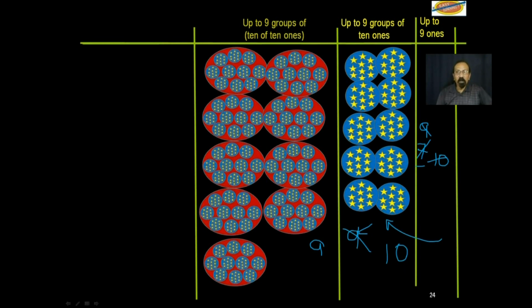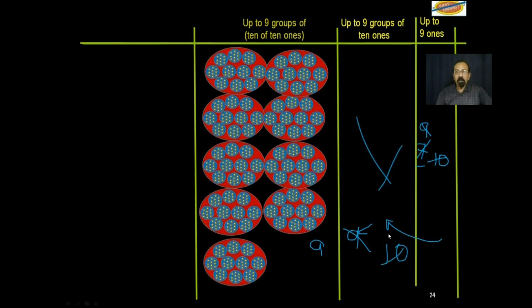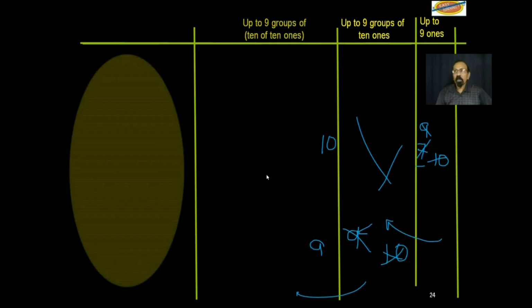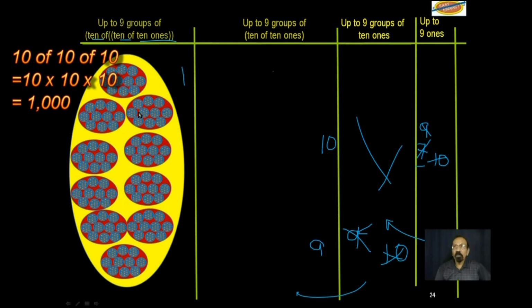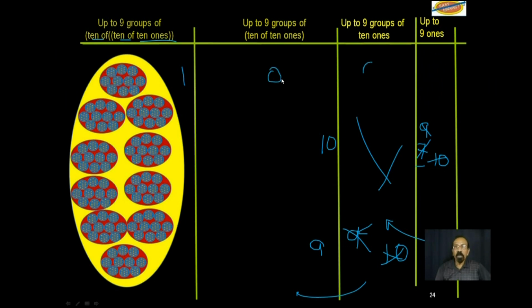So we take all of those from there, create a new group like that, and bring it over here. But that creates a new problem for us in this 10 of 10 group because we now have 10 here. We cannot write 10 in a column. So we will collect all of those 10 into one big group and put them over here. So now we have 10 of 10 of 10s. We know that better as 1,000. So we have one group of 1,000. We have no group of 100, we have no group of 10, and we have no ones.